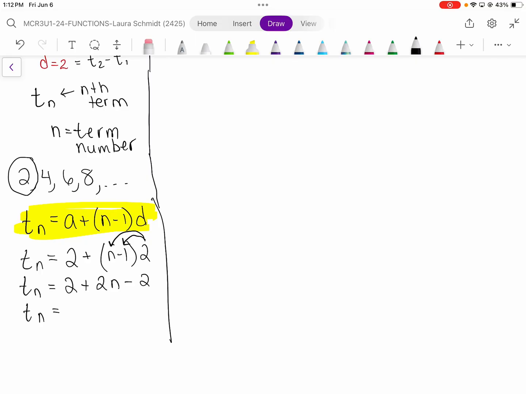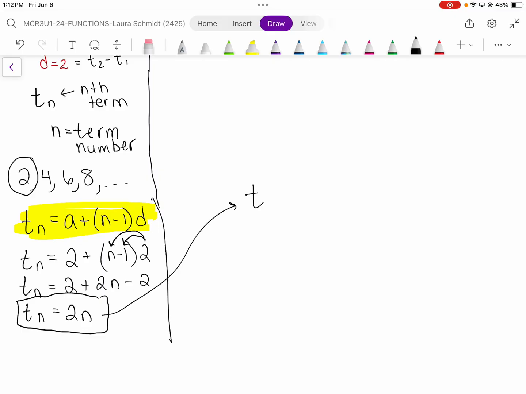So what would I end up with after I collect my like terms? 2n. Yeah, just 2n. I guess the 2 minus 2 went away. So this formula right here will get me any term in the sequence. So let's just test it out, make sure it works.